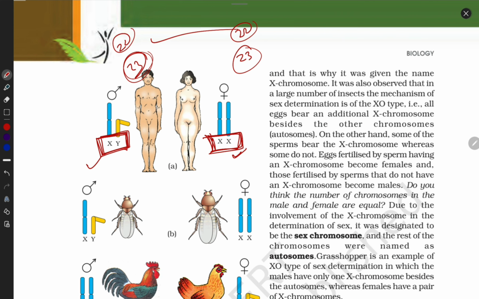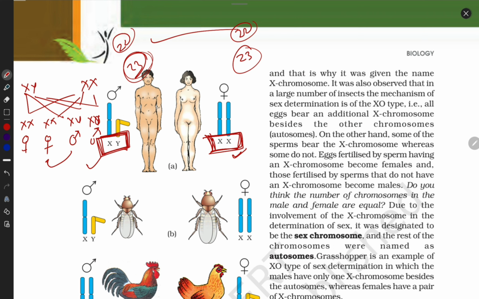Now how do you determine the sex of the baby? Okay, let's cross them. If we cross, will it be a girl or a boy? Come on guys. It may be a girl, it may be a boy, it is not a fixed thing. It may be a girl first, it may be a boy first, it may be a boy at the second position. So chance decides the sex of the baby, not the male and female.